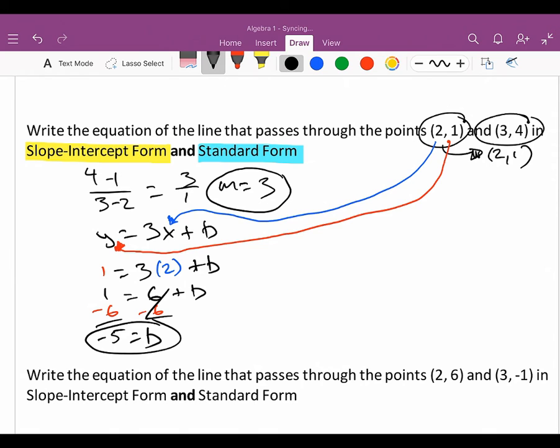Now plug that back into your slope-intercept form. Y equals 3x minus 5. That is your slope-intercept form. That's the first part of the answer.